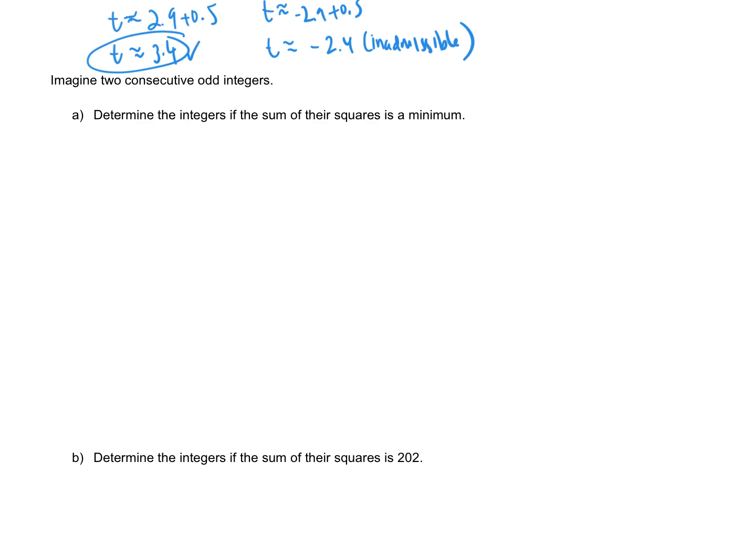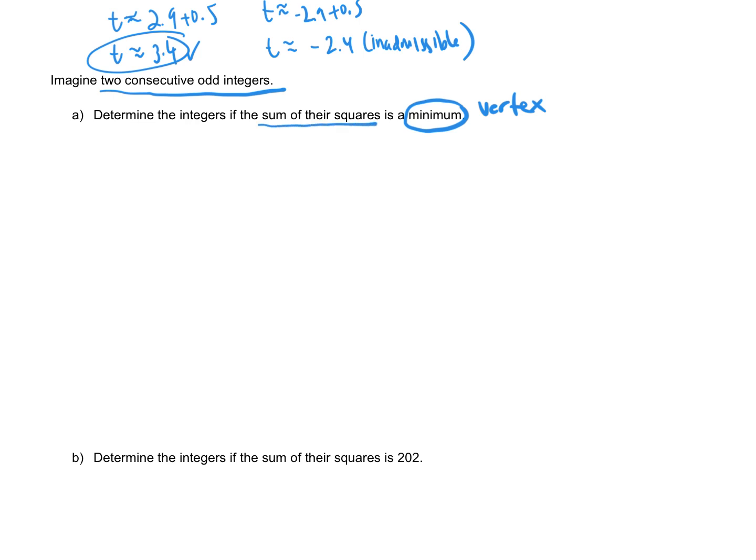Alright, so now let's look at some examples where we actually have to create equations so that we can solve or find the vertex or whatever it might be. So, imagine two consecutive odd integers. Determine the integers if the sum of their squares is a minimum. Okay, so a few things. I see the word minimum, which is making me think I'm going to be looking for a vertex. I see sum of their squares, which is telling me something about the equation.